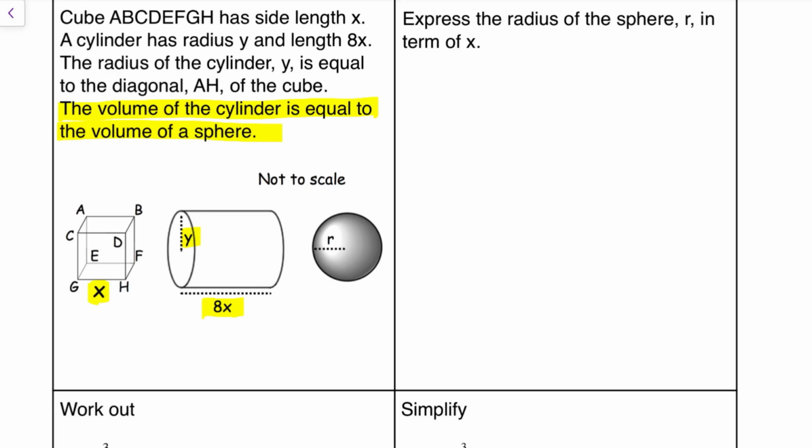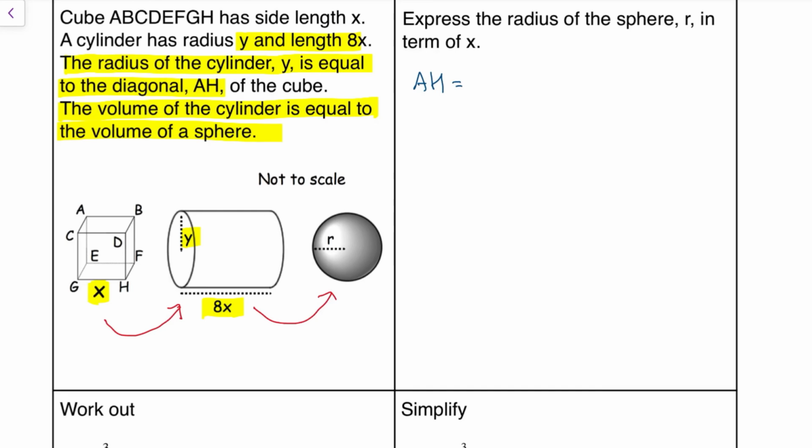Okay, this is not nice. So I need to use the x to work out what the y is, and I need to put the y in here by equating the volumes to work out the radius in terms of x. Let's do that step by step. So the first thing it told me is the cylinder has a radius of y and length 8x. The radius of the cylinder is equal to the diagonal AH. What's the diagonal AH? So the diagonal AH is equal to, now I'm going to do 3D Pythagoras here.